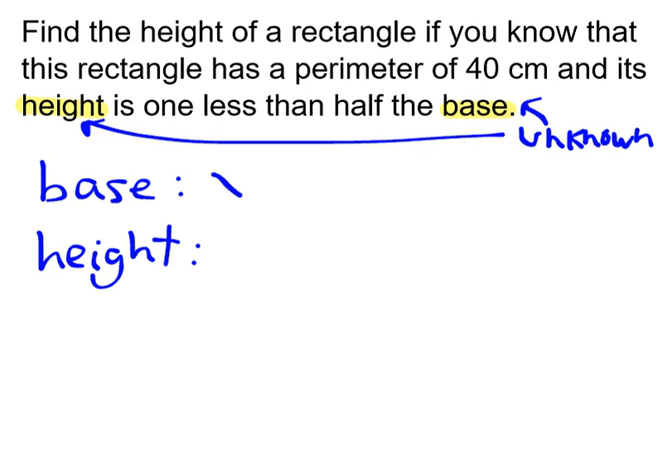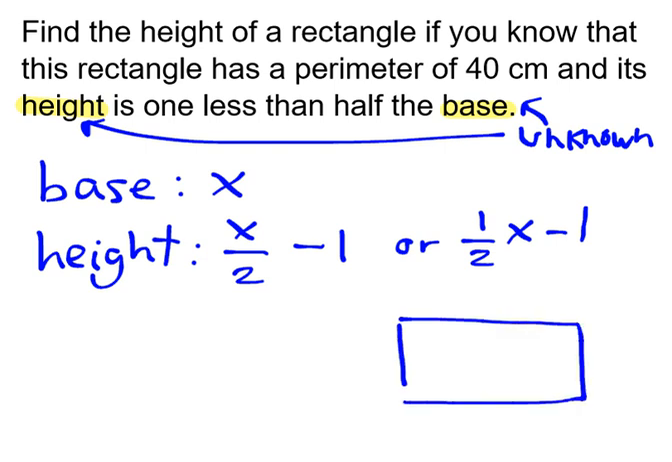So we're going to call the base x, because we know the height is 1 less than half the base. Half the base, we're going to write like this, or you can also write it like this: 1/2 of the base, but 1 less. That means the same thing. All right, so let's draw our rectangle here just to give us an idea of what we have. We have a rectangle with a base that is x and a height that is x over 2 minus 1.